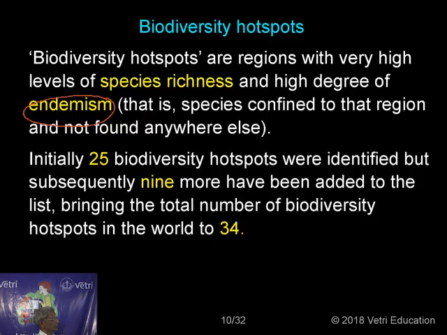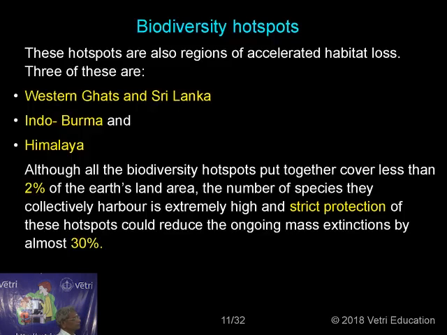Initially, 25 biodiversity hotspots were identified, but subsequently 9 more have been added to the list, bringing the total number of biodiversity hotspots in the world to 34. So, presently, 34 hotspots have been identified by the naturalists. Okay. Biodiversity hotspots, I am continuing. These hotspots are also regions of accelerated habitat loss. Three of these are the Western Ghats and Sri Lanka, Indo-Burma, and the Himalayas. Although all the biodiversity hotspots put together cover less than 2% of the Earth's land area, listen to this very carefully, please.